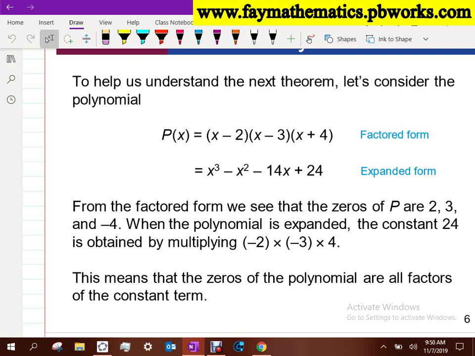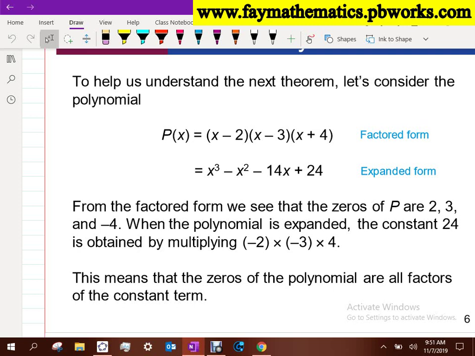If I were to FOIL that out, I would probably take the first two, x minus 2 and x minus 3, FOIL those, and get a quadratic, right? But my last times last would give me a positive 6. So now I have a quadratic times x plus 4. And I would distribute that out, but my last times last there would be 6 times 4. 6 times 4 gives me that 24, right? Does that make sense, everybody?